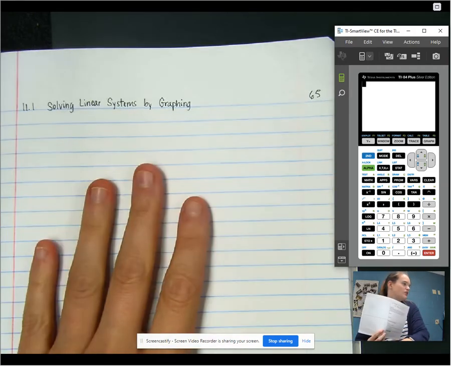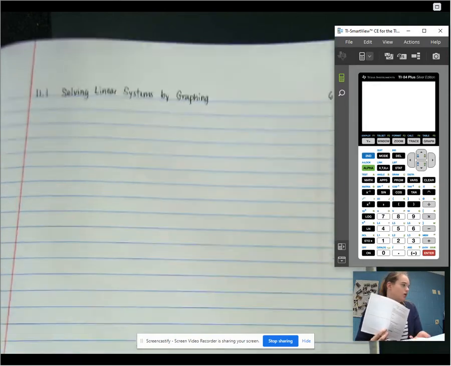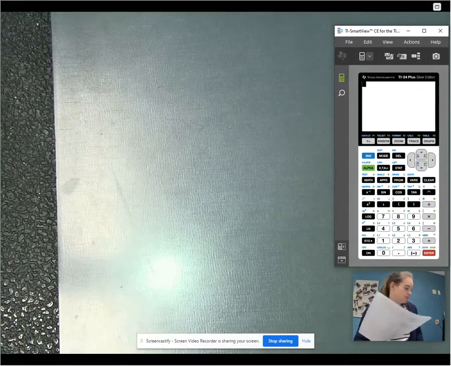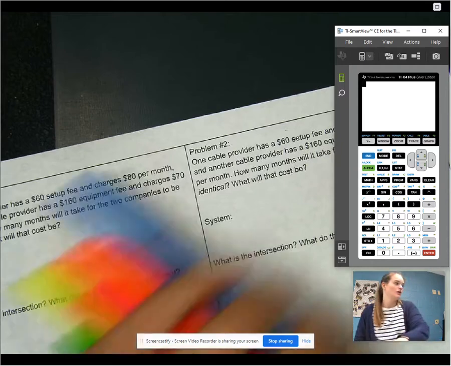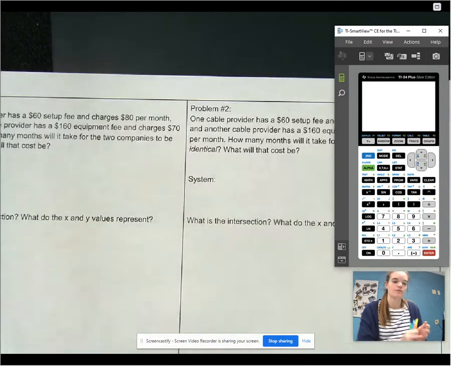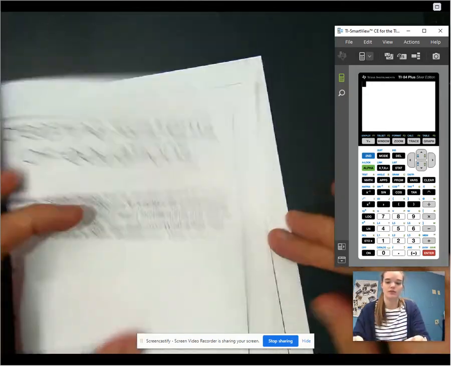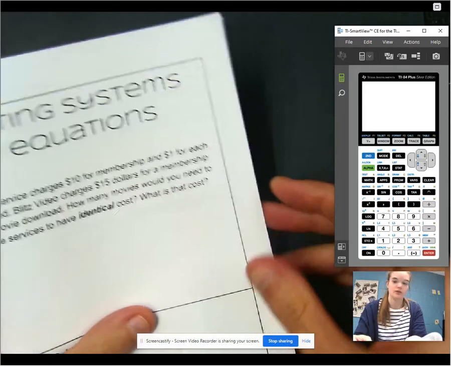Okay, so we're writing on page 65. There's the title. You're going to need your calculator. You're going to need all 5 highlighters. That's all 5 of these colors. We will be using them all. Okay. So go ahead and, if you have a foldable, fold it in half. If you don't, write on page 65.